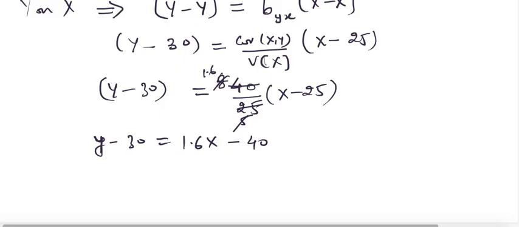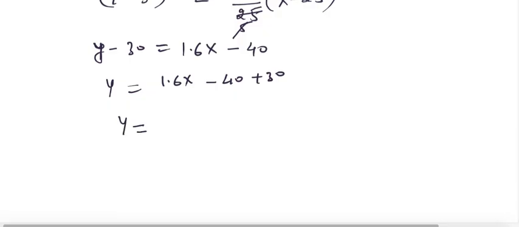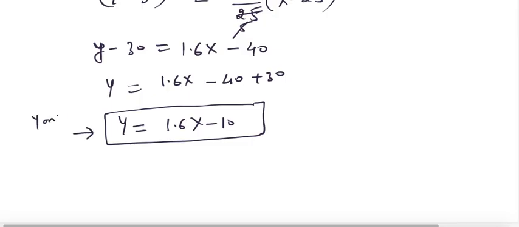Now since everything is evaluated, there are two constants, so we can shift them to the other side: minus 40 is here and plus 30. So we got the regression line of y on x as y is equal to 1.6x minus 10. So this is our first line, which is an estimating line, y on x.